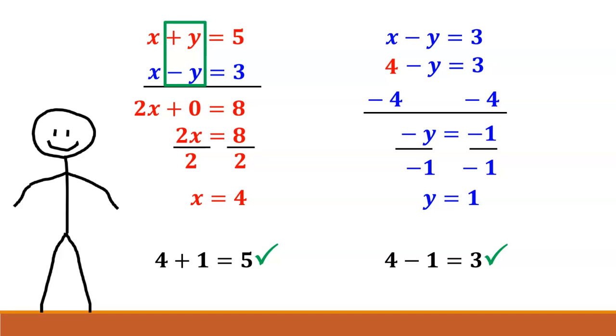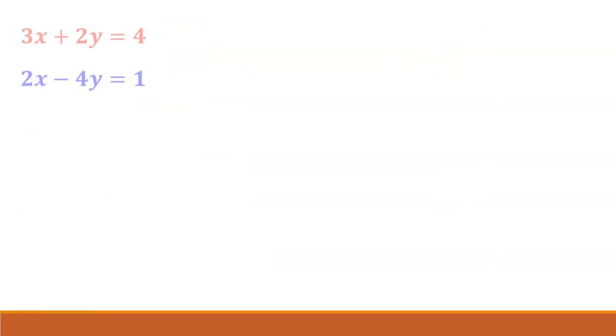The key is, can you find a variable that has opposite coefficients so that when you add, that variable will be eliminated? Now let's look at one more example. Here's a set of linear equations, and what we're going to try to do is add them together to eliminate a variable. So let's see what we have to begin with. Well, if we added right now, we wouldn't be able to eliminate the x variables because their coefficients are not opposites. And we wouldn't be able to eliminate the y variables either because their coefficients are not opposites, although they do have opposite signs.